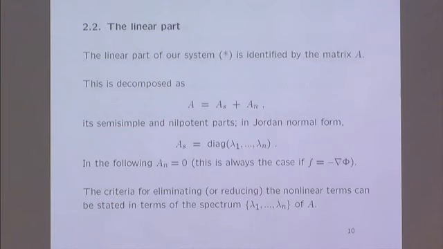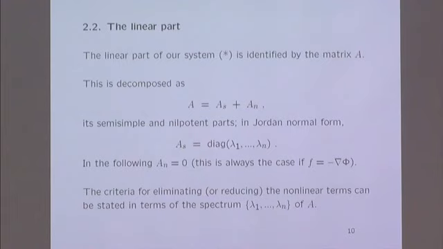The linear part was controlled by a matrix, and this matrix can be just put in Jordan normal form, as we teach to first-year students. So the semi-simple part is diagonal, and I will just assume that the nilpotent part is not there. Anyway, if you have a gradient problem, it's always like that.